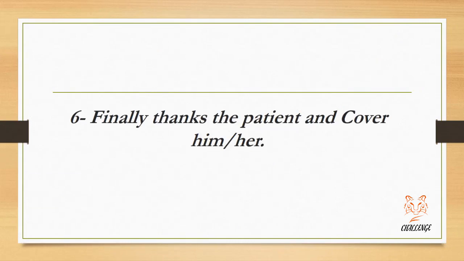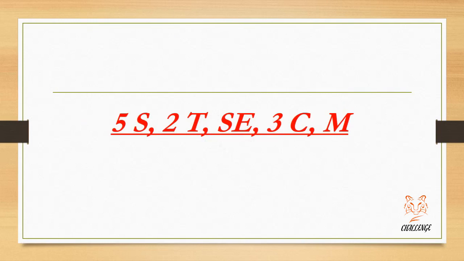By applying these mnemonics, which is 5S, 2 T's, SE, 3 C's, and M, you will get 7 or 8 marks out of 10 in your exam. The rest of 2 or 3 marks are distributed in diagnosis and management of the lump. So, how to reach the correct diagnosis of any lump?